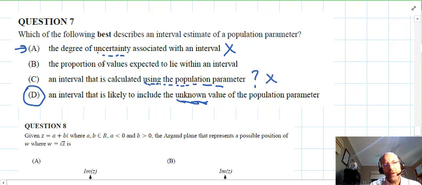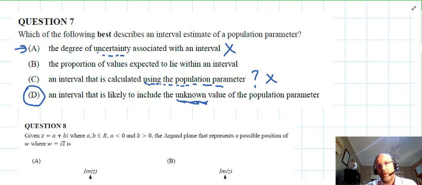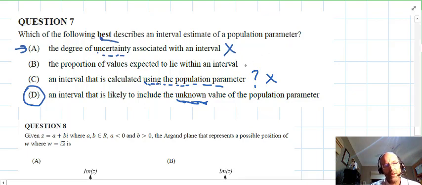B, the proportion of values expected to lie within an interval. Well, that kind of sounds like it's feasible, but an interval estimate is not really about the proportion of values expected to lie within an interval. It's more akin to us expecting that a certain percentage of samples taken in a certain way using a constant sampling technique would contain the population parameter, and we tend to use mu, the mean. So it's certainly not the best answer there. So it's not our answer that we want. We want D.